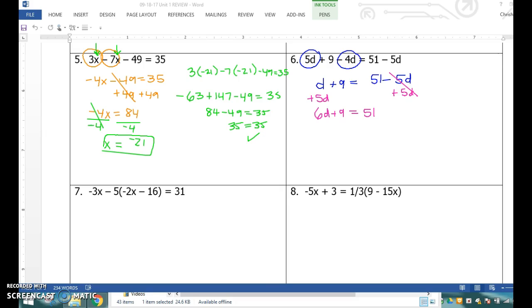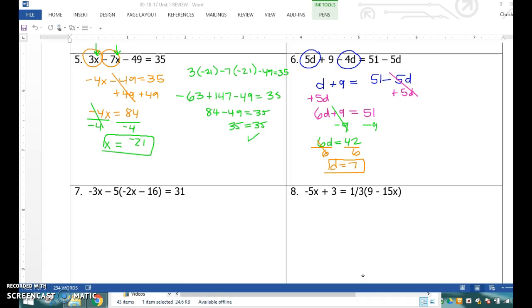Since I have my variables on the left, I'm going to move my constants, my numbers, to the right. So plus 9 and minus 9 are going to cancel each other out. So I subtract 9 on both sides. 51 minus 9 is 42. 6 and d are multiplying, so I will divide. And 42 divided by 6 is 7.